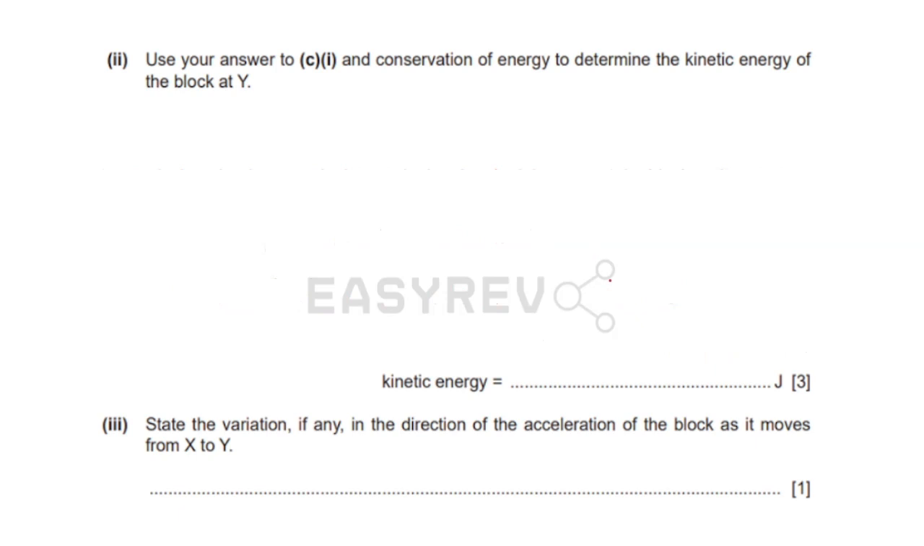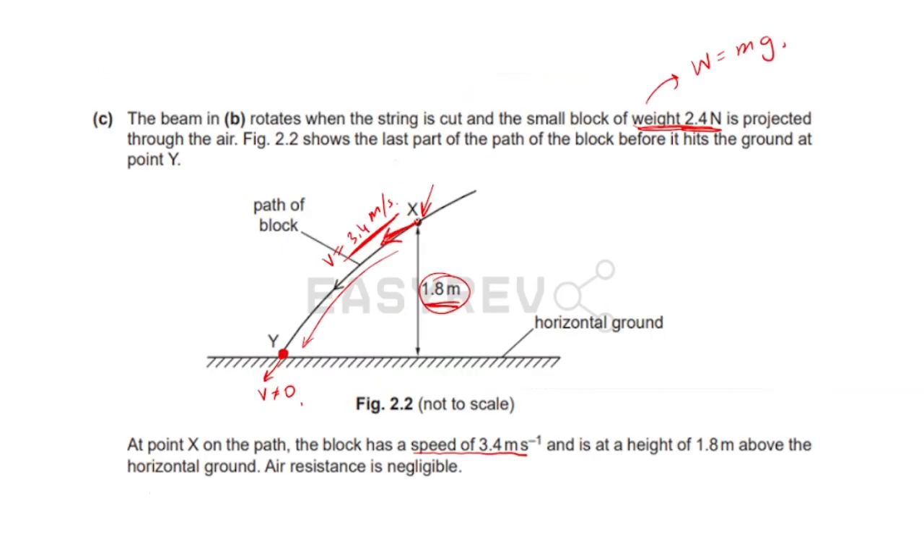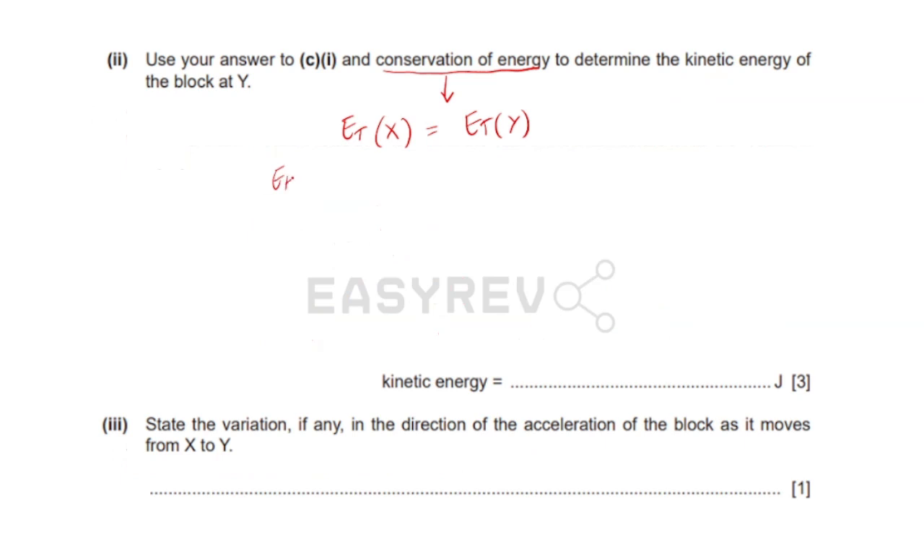Use your answer to C part I and conservation of energy to determine the kinetic energy of the block at Y. Now, the conservation of energy tells us that the total energy of the system doesn't change, meaning whatever total energy the object has at X should equal the total energy at Y. Now, if we go back to our diagram, we can see how at X, the object has not only some velocity, but also some height. So the object at X has kinetic energy and gravitational potential energy.